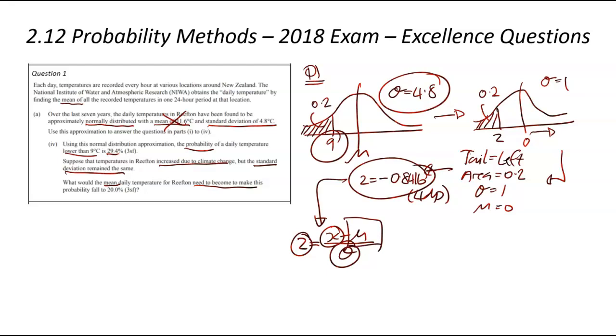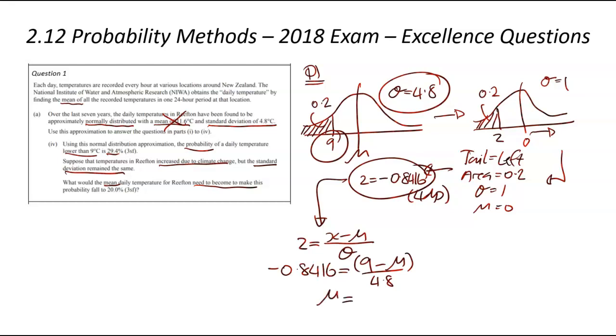We can use the solver function on the calculator or a bit of algebra to go ahead and solve for that. So negative 0.8416 is equal to 9 minus the mean divided by 4.8. Just a reminder, for the calculator, you're probably going to need some brackets up the top there. Put that into the calculator, and we're going to be told that the mean is equal to 13.04 degrees, and that there had a 2 dp rounding.